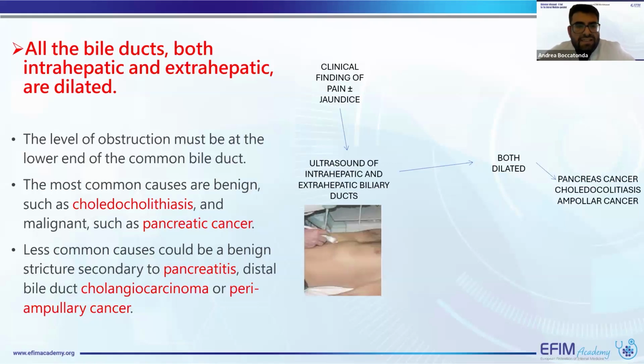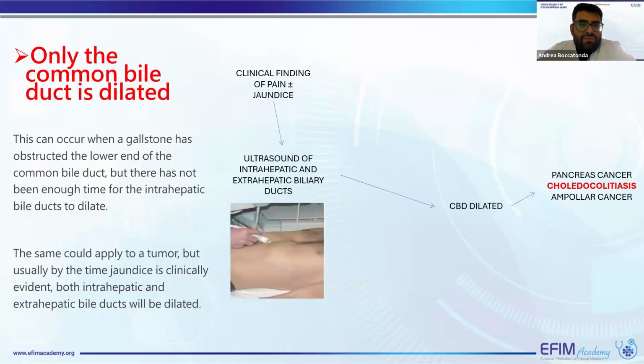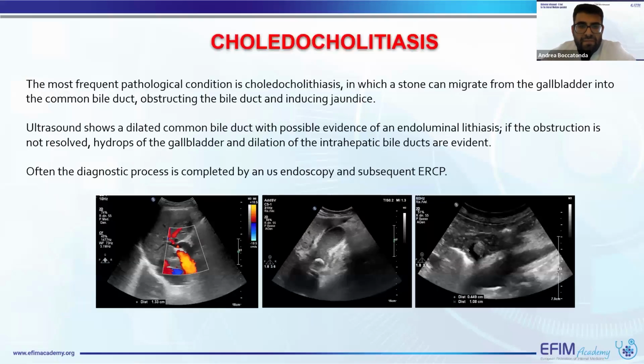The third situation is that in which all the bile ducts are dilated, and so the obstruction is out of the liver in the distal part of the common bile duct. And in this situation, we have two main causes. The one is choledocholithiasis, and the second one is a malignant one, the pancreatic cancer. In some situations, only the common bile duct can be dilated, and is referred to a gallstone that obstructs the lower common bile duct, and is an early clinical picture in which there is not enough time to induce a dilation of the intrahepatic bile ducts.